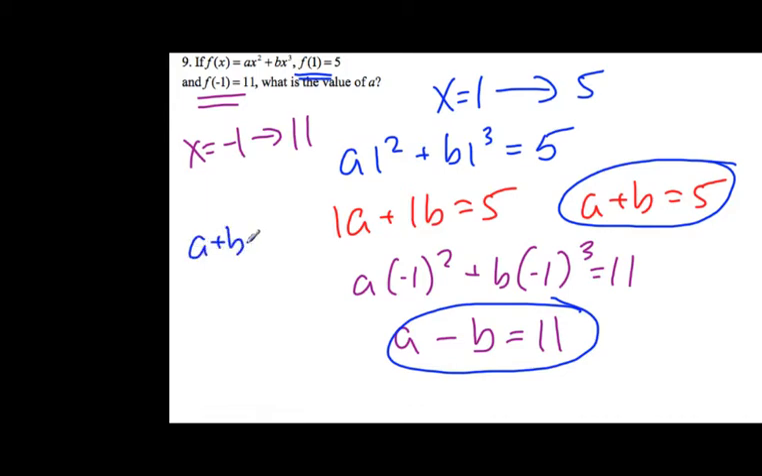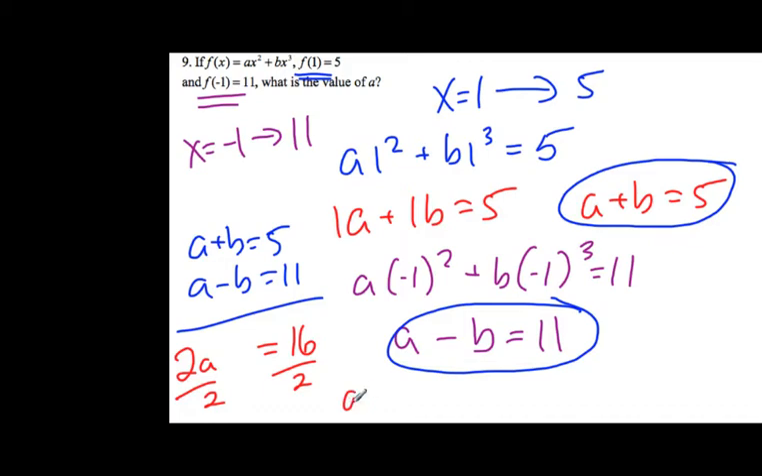So we know how to solve that from chapter 2. In this case here, we could just add them together because that will eliminate the b's. So you get 2a, the b's cancel out, equals 16. So then a just equals 8. That's our answer. So you have to solve simultaneous equations in this question.